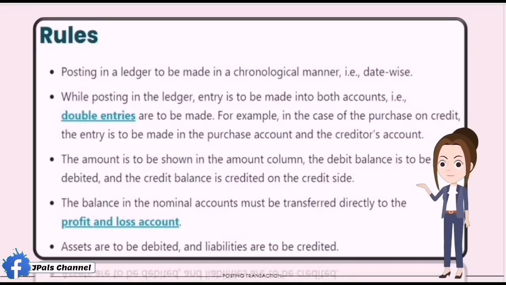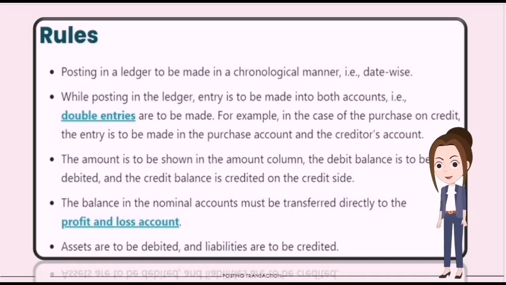Rules: posting in a ledger is to be made in a chronological manner, date-wise. While posting in the ledger, entry is to be made into both accounts. Double entries are to be made. For example, in the case of a purchase on credit, the entry is to be made in the purchase account and in the creditor's account. The amount is to be shown in the amount column, the debit balance is to be debited, and the credit balance is credited on the credit side.